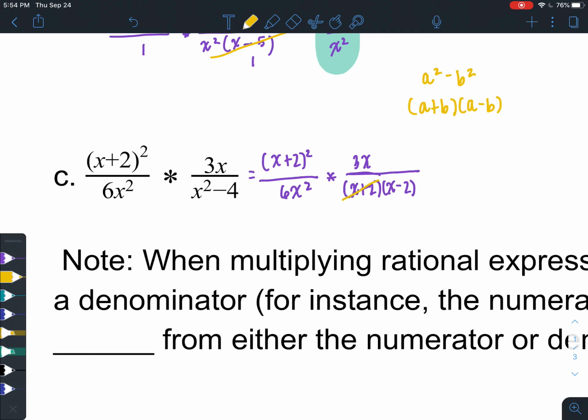So this x plus 2 is going to cancel with that. This x is going to cancel with that x, and then this is going to become a 2, and this is going to become a 1. Then we multiply straight across. So I'm left with x plus 2 over 2 times x minus 2. So that gives us our most simplified form.